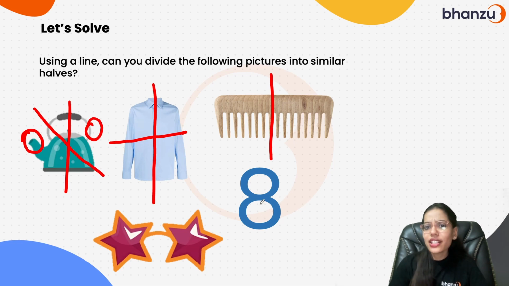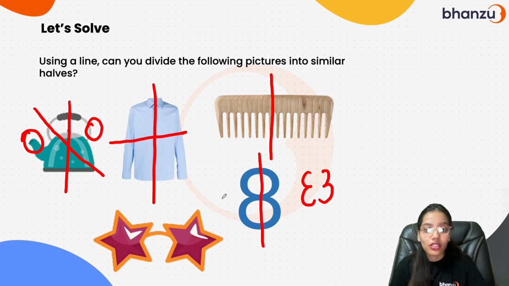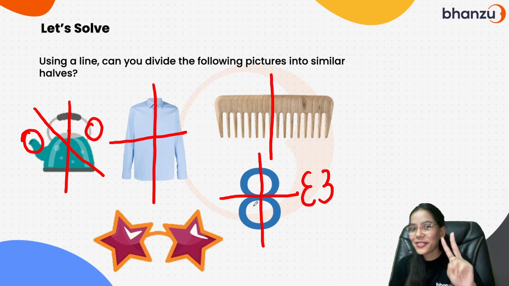Shall I draw a vertical line? Okay, let's see. The vertical line is dividing my 8 into two equal halves, which looks like this. Amazing. What if I draw a horizontal line? Even this is giving the same shape on both the sides of the line, correct? So even this can be divided into two halves.